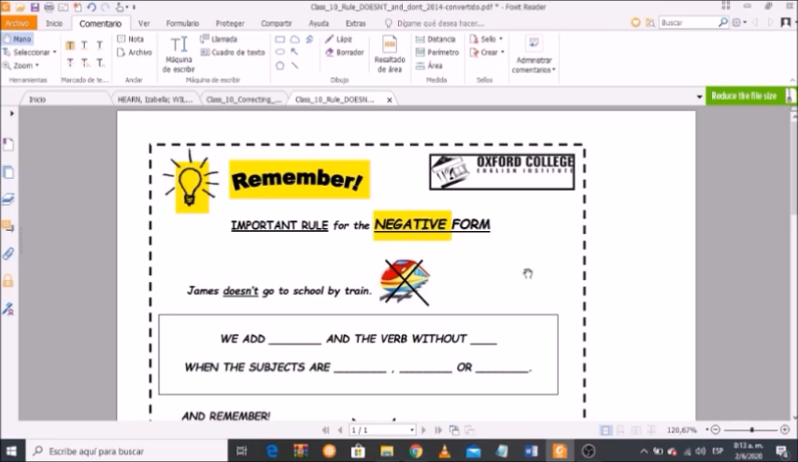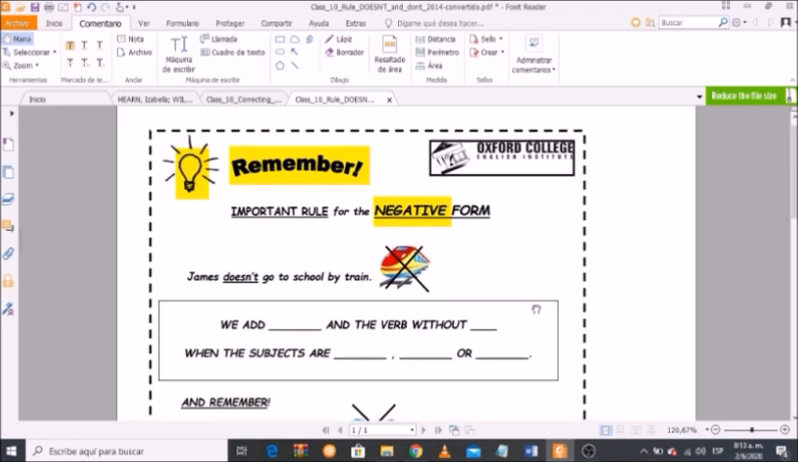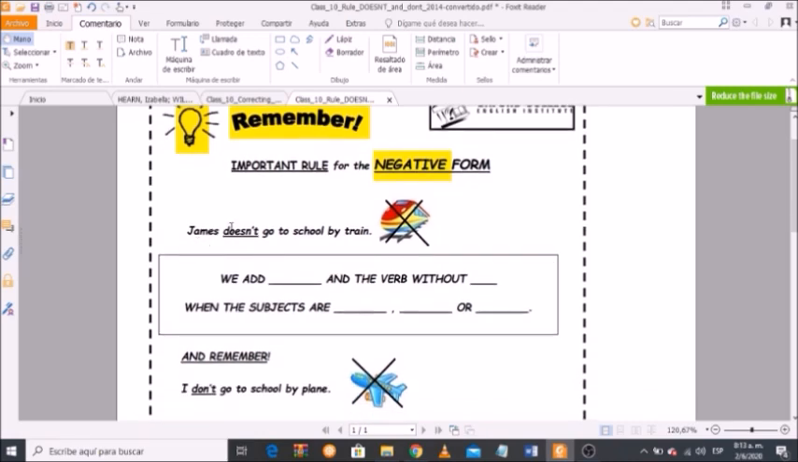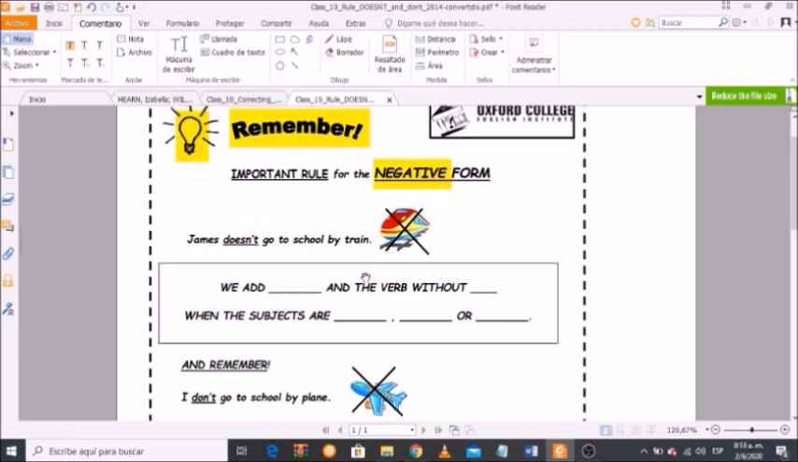Y como habíamos mencionado anteriormente, para armar una oración negativa, teníamos dos posibilidades. O usamos la palabra don't, o usamos la palabra doesn't. Ok, y ustedes se preguntarán, ¿cuándo usamos la palabra don't y cuándo usamos la palabra doesn't? Ok, let's take a look at the first sentence. It says, James doesn't go to school by train. So, what words are we using here to make this sentence negative? ¿Qué palabra estamos usando en este caso para armar nuestra oración negativa?